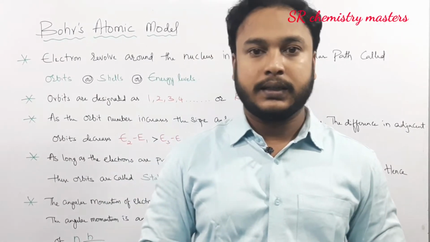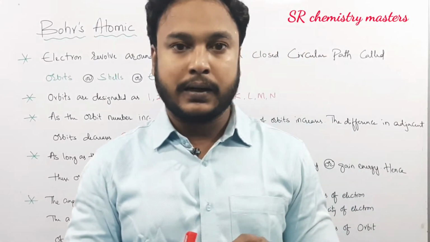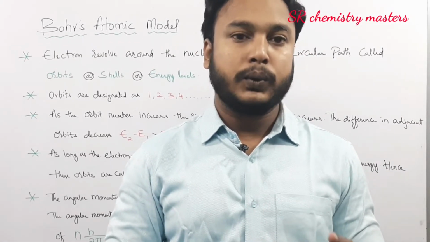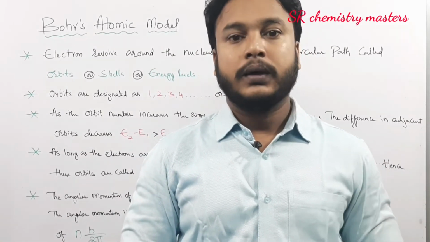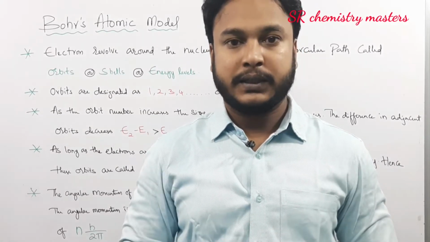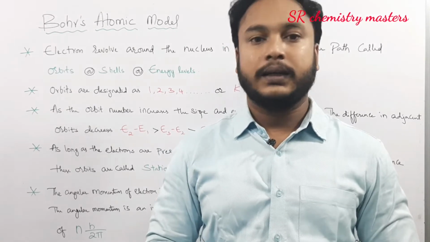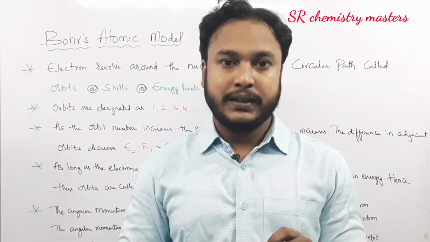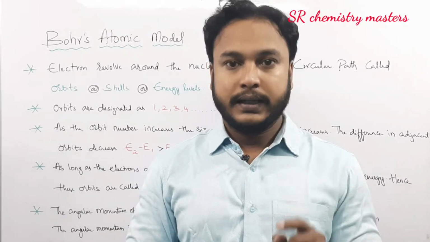Here two things are there. The first thing is, as the orbit number increases from 1 to 2, 2 to 3, 3 to 4, the size of the orbit increases. As the size of the orbit increases, the energy also increases. The second thing under this postulate is that the difference between the adjacent orbits decreases.